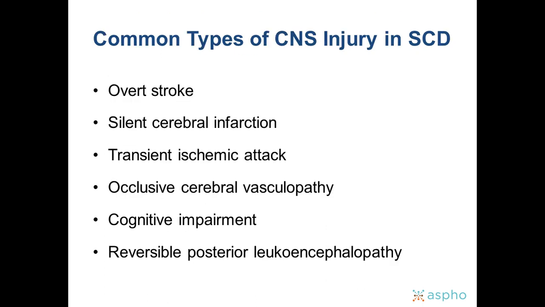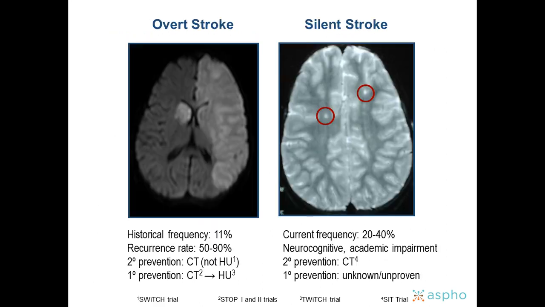Sickle cell can also affect the brain. Overt stroke we've talked about, silent cerebral infarction, TIAs, that sort of thing. These are things to at least be familiar with. I'm going to talk about the two most common ones, which are overt stroke and silent stroke.